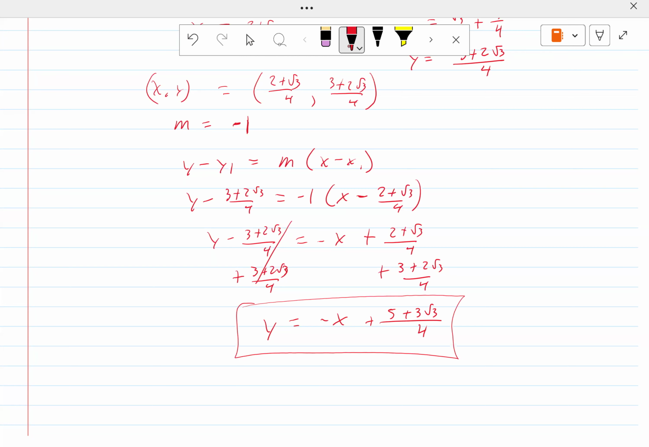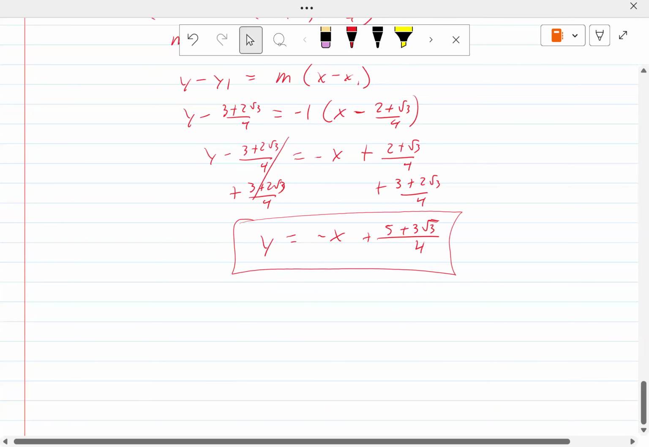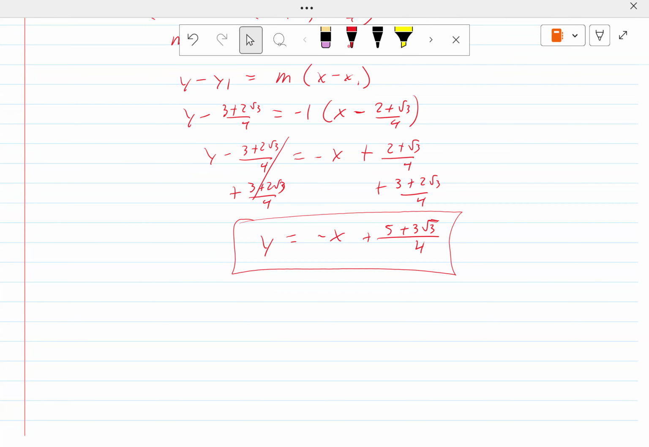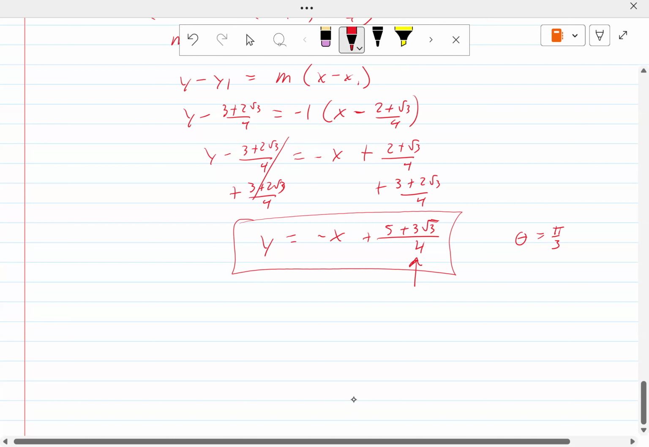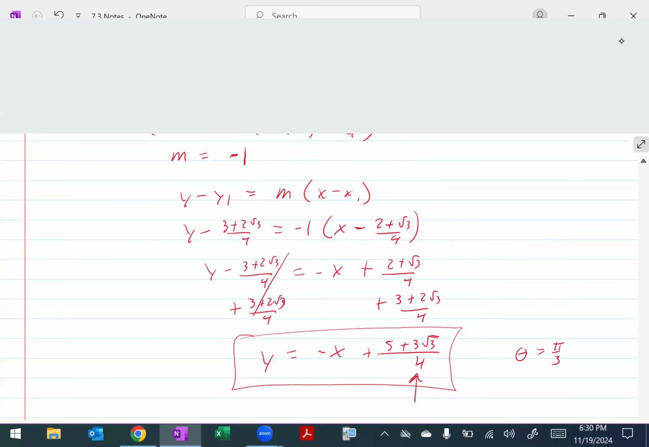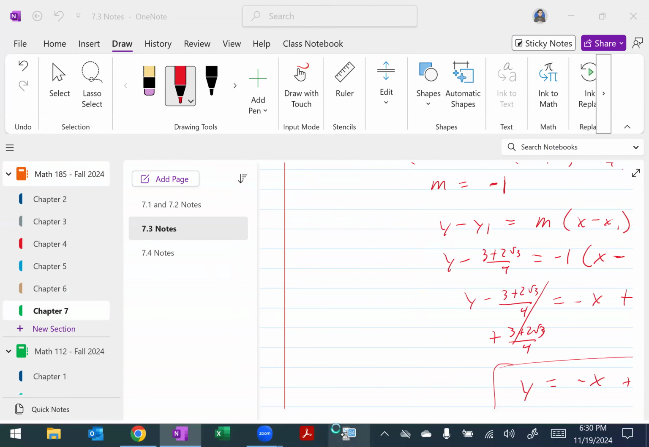Okay, so, well, how does this help me? Well, I can graph this equation of the tangent line at the point of tangency, where theta is equal to pi over 3, right? It would help me if I got a decimal equivalent if I'm doing this freehand. What is the decimal equivalent of 5 plus 3 radical 3 over 4? Well, let's see what that is.